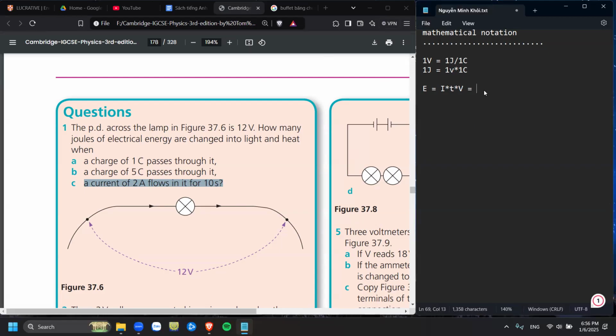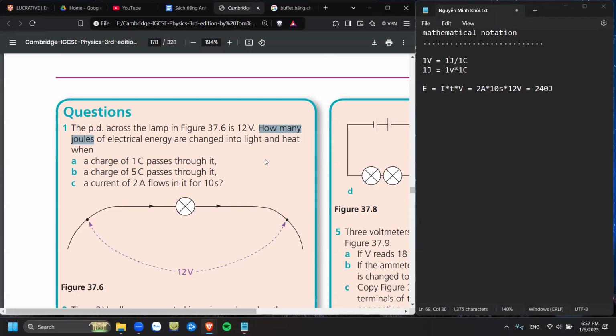2 amperes for 10 seconds. 20? Don't forget to times the volt as well. 240. What's the unit? Amperes? No, they ask for joules. How many joules? So the unit must be 240 joules.